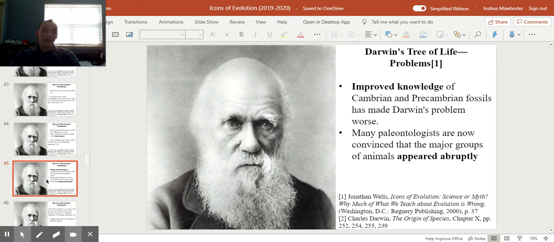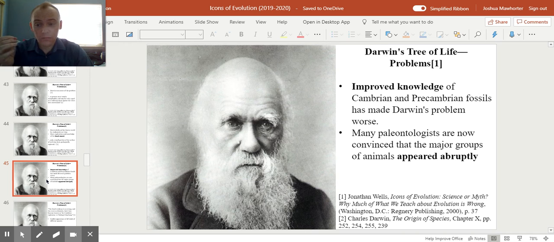So he believed that improved knowledge of the Cambrian and Precambrian, the even lower level of fossils, would make it better, but actually our improved knowledge made it worse for Darwin's tree of life. Many paleontologists are now convinced that the major groups of animals appeared abruptly, meaning, as it were, suddenly out of nowhere. Many fully formed animal kinds and groups and phyla appeared out of nowhere.